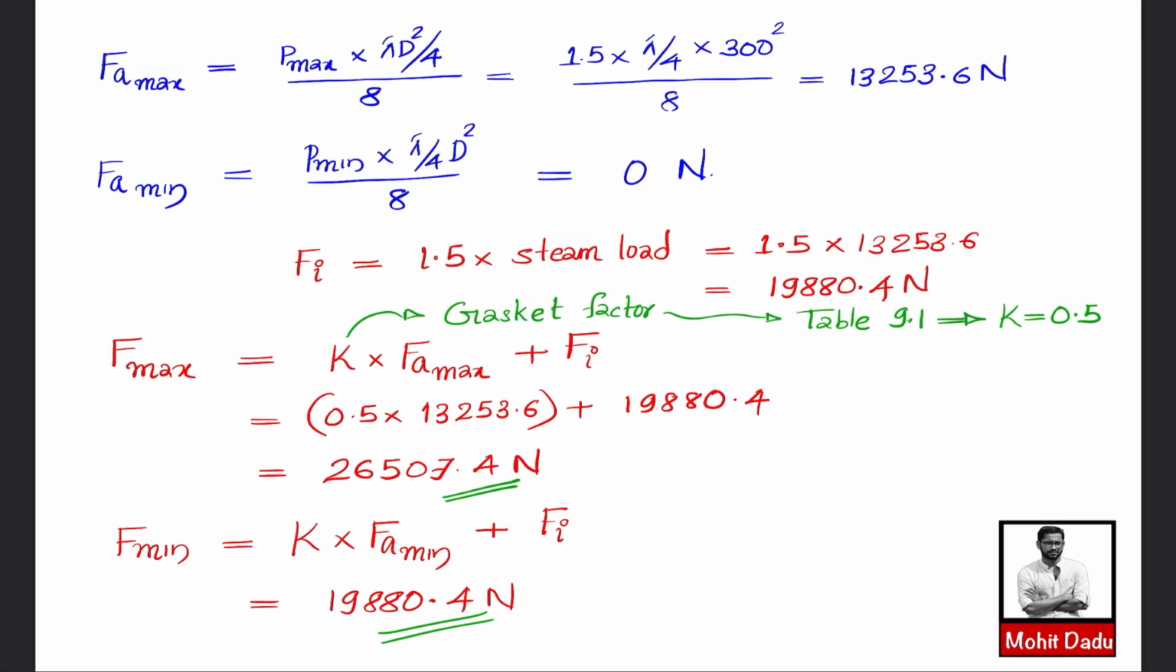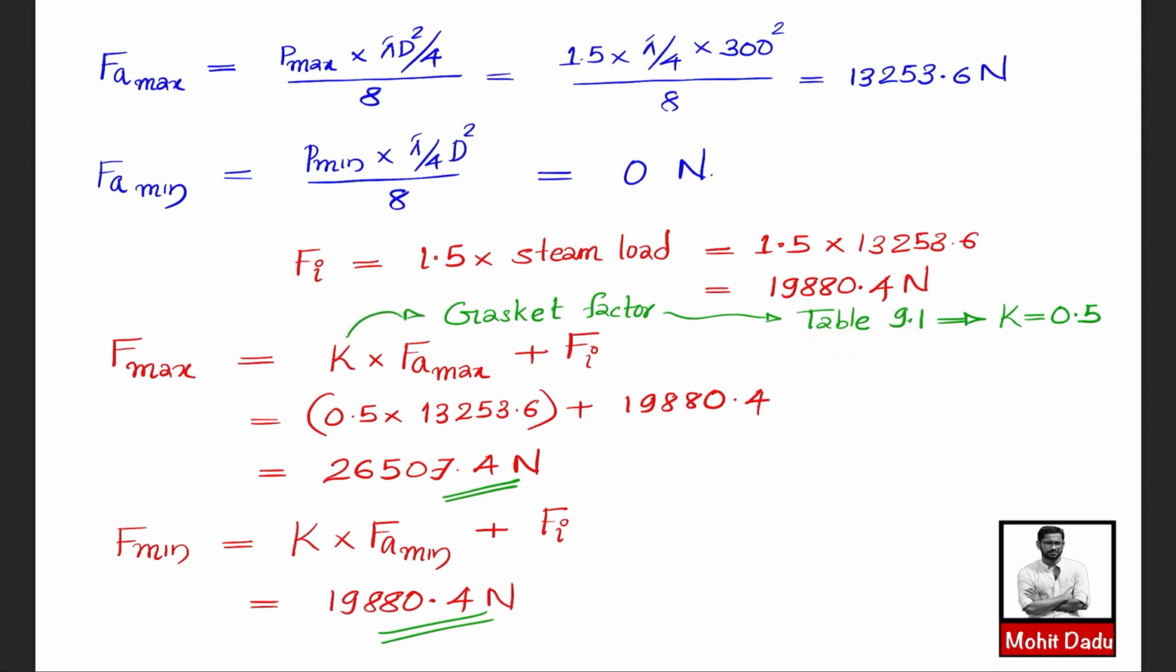So with this, we'll be evaluating the value of F max and F minimum, that is the net load acting on the bolt. And you know it is equal to K into Fa max plus Fi, and F minimum is K into Fa minimum plus Fi. So K is actually the gasket factor, and you know how to obtain this gasket factor.